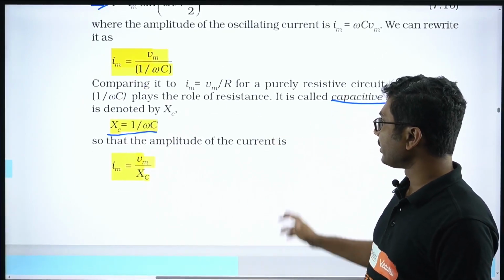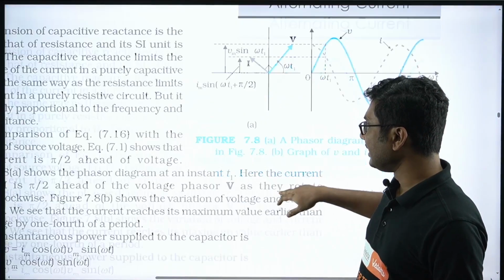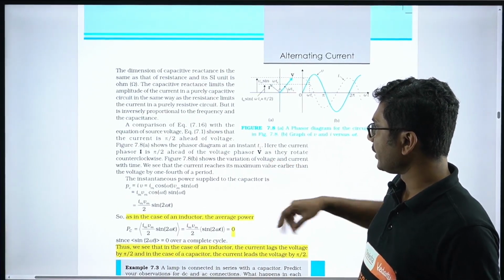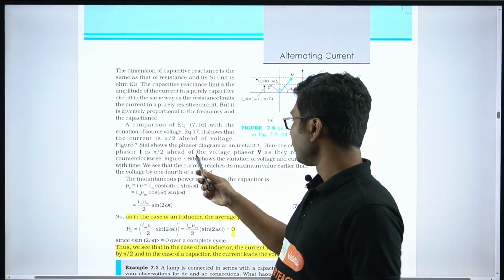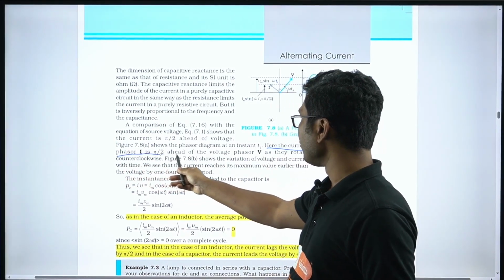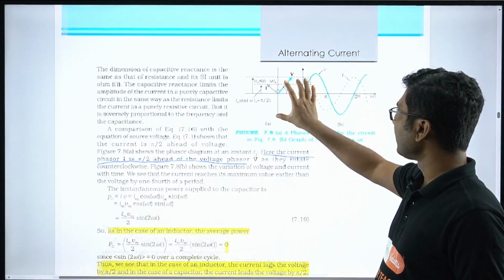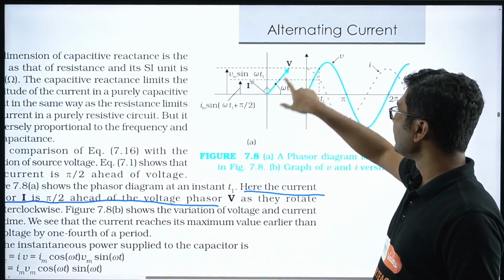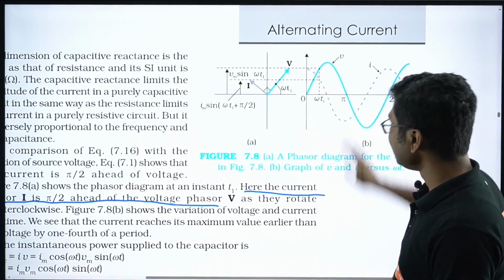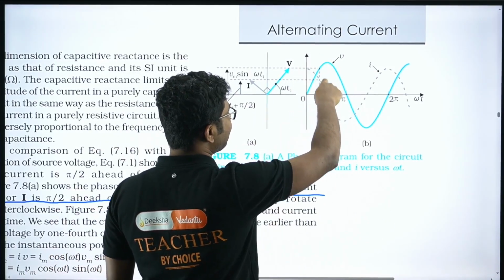So that amplitude of the current is again given by Im is equal to Vm by Xc, and it is leading in phase, leading by pi by 2. In the phasor diagram at an instant, the current phasor I is pi by 2 ahead of the voltage phasor V. As you can see in the diagram, the voltage is now behind and the current is ahead. So when the voltage is 0, the current is maximum. When the voltage is maximum, the current is 0.